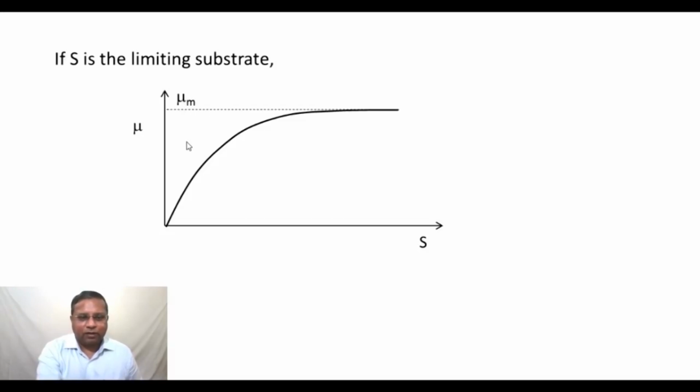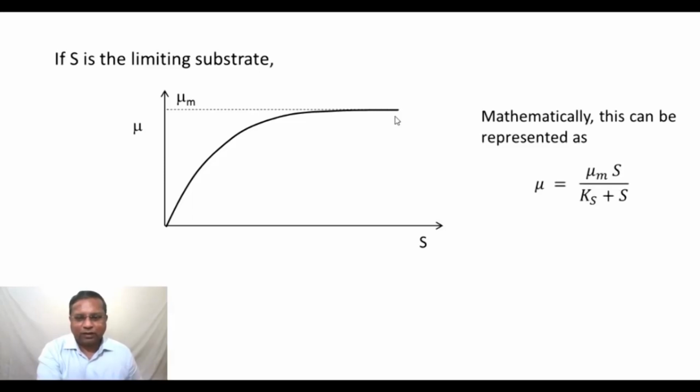There is a way of mathematically representing this. Since this is a rectangular hyperbola, a rectangular hyperbola equation would describe it appropriately, and this is the equation we are talking about. Mu equals mu m, the maximum value here, times S divided by Ks plus S, would describe this kind of behavior. This is the well-known Monod model, which gives the effect of substrate concentration on the growth rate of cells.